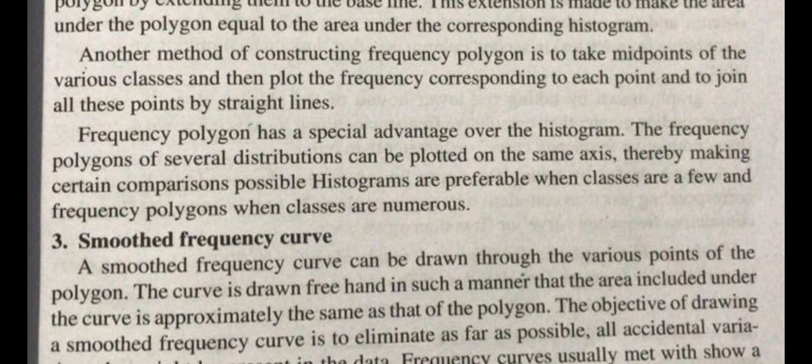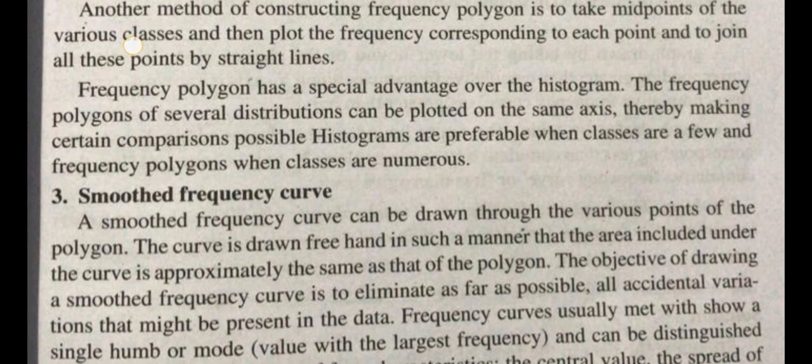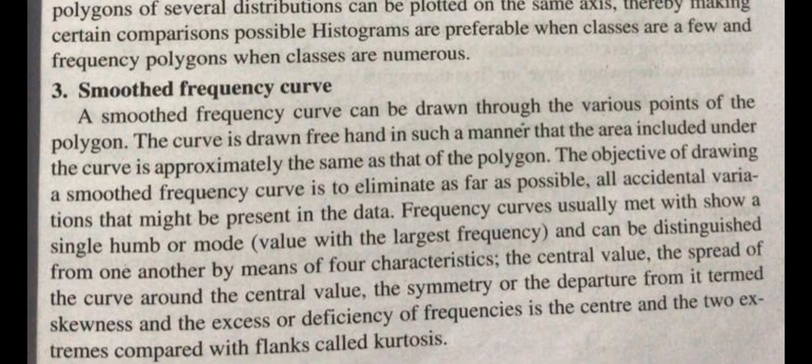Another method of constructing a frequency polygon is to take midpoints of the various classes and then plot the frequency corresponding to each point and join all these points by straight lines. A frequency polygon has a special advantage over the histogram. The frequency polygons of several distributions can be plotted on the same axis, thereby making certain comparisons possible. Histograms are preferable when classes are few and frequency polygons when classes are numerous.